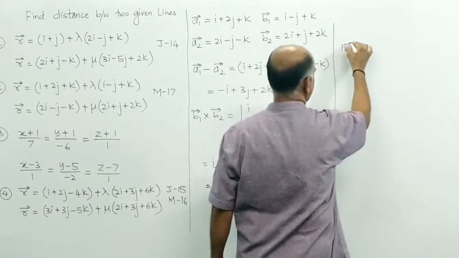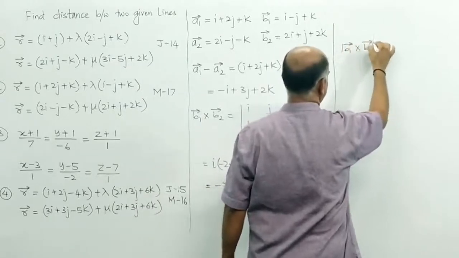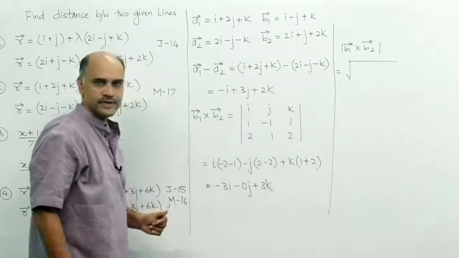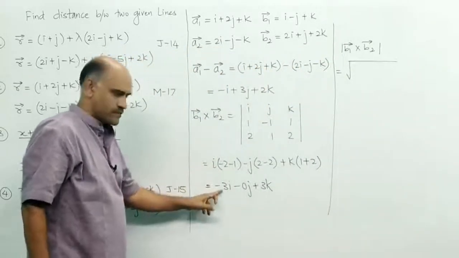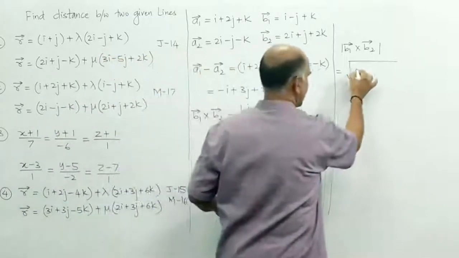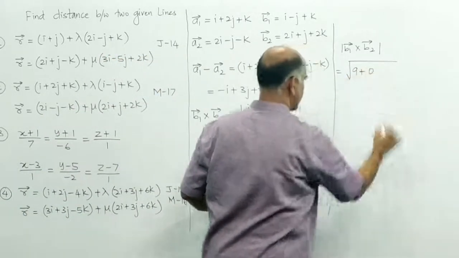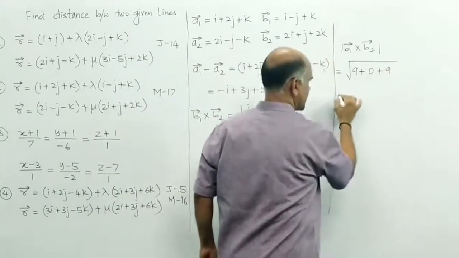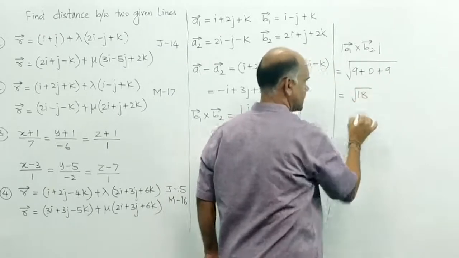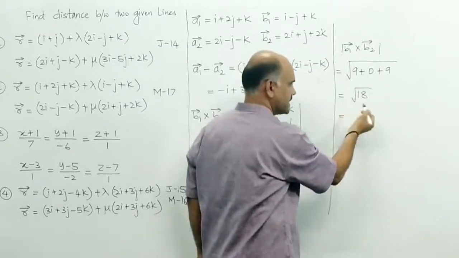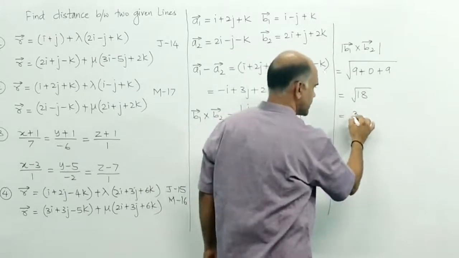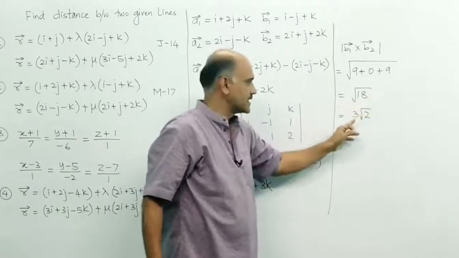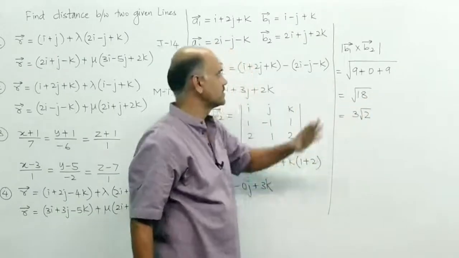So mod of B1 cross B2 is equal to root of, so minus 3 square is 9, 0 square is 0, 3 square is 9, so that is equal to root 18. So you can keep root 18, else you can write it as 3 root 2. 18 is written as 9 into 2, then you can write it as 3 root 2.